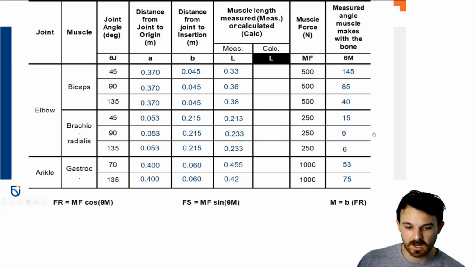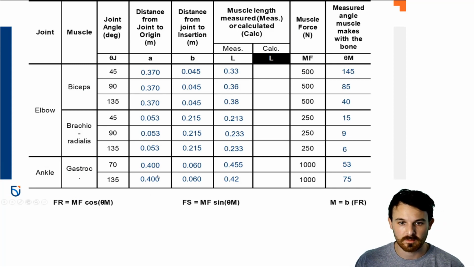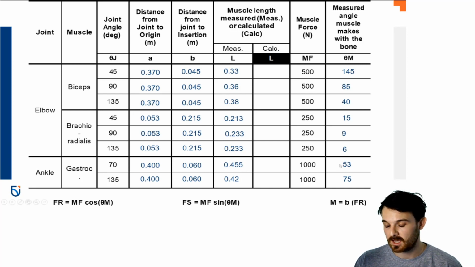We'll go through some of the data. From the origin to the joint center was 40 centimeters. From the joint center to the insertion was 6 centimeters, and then our muscle length varied from 45.5 centimeters to 42 as we plantar flex the ankle, changing the angle with the calcaneus from 53 to 75 degrees, from the line of pull of the muscle to the semi-line that the calcaneus has going through it towards the joint center.